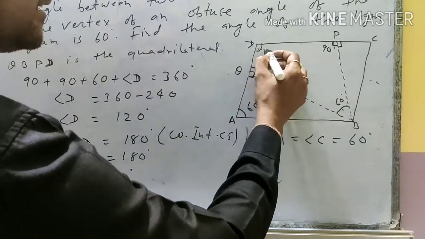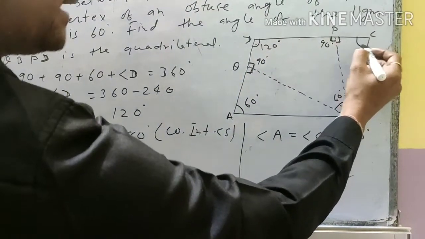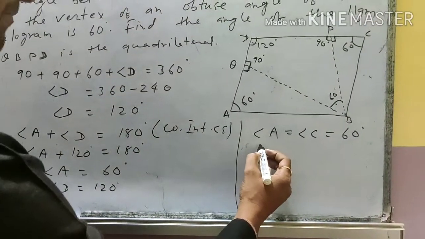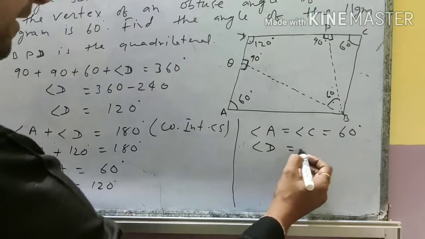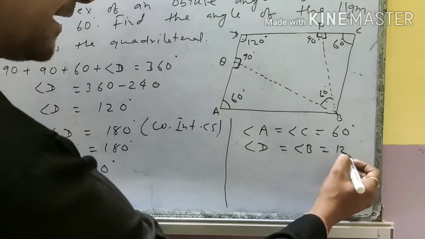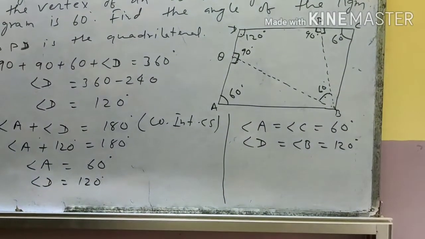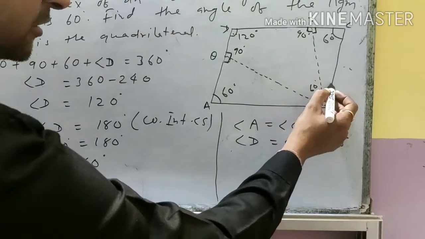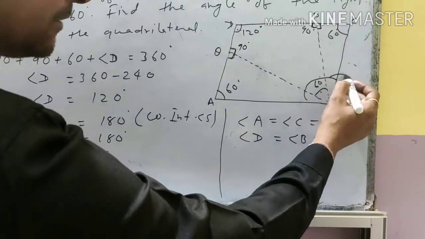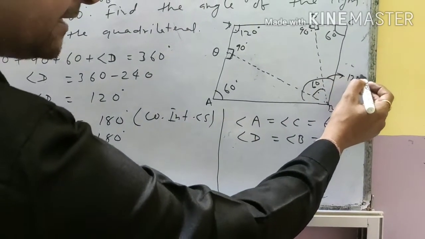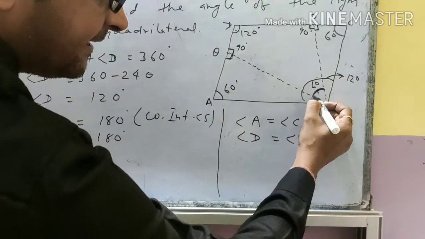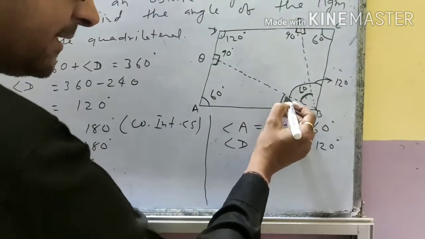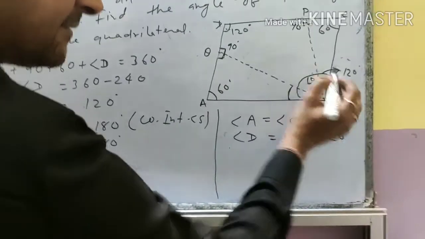So this angle is 60 degree, this angle is 120 degree, and this angle is also 60 degree. And angle D is equal to angle B is equal to 120 degree. So, student, the complete angle is 120 degree, but the middle angle is 60 degree. This information is given. So what is the angle of this and what is this?